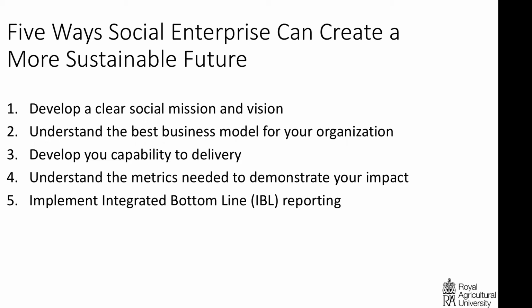Businesses have an annual cycle. So we're entering at the moment the golden quarter. So as a charity, you can earn a lot of money in this quarter. So how do you set up this charity or social enterprise to use the best business models for your organization that helps you to be sustainable? That is number two. Number three, develop your capability to deliver.